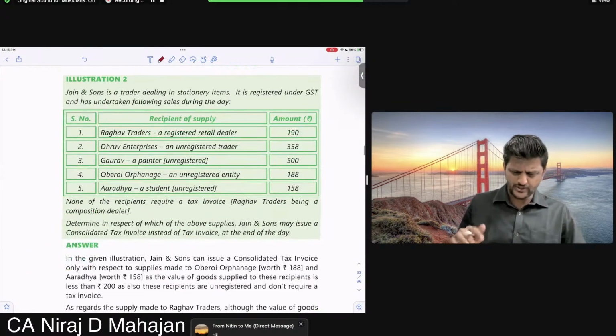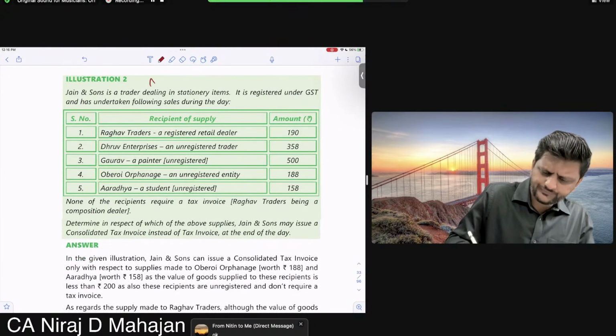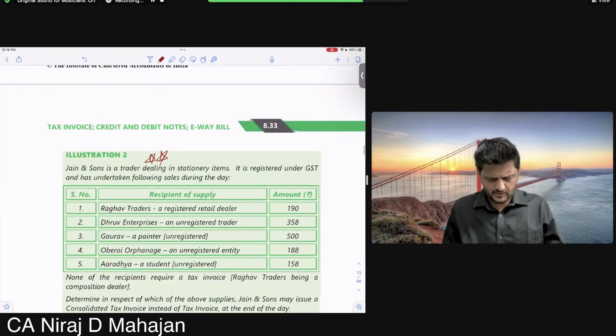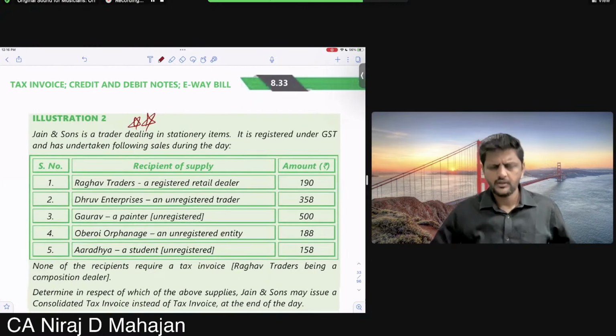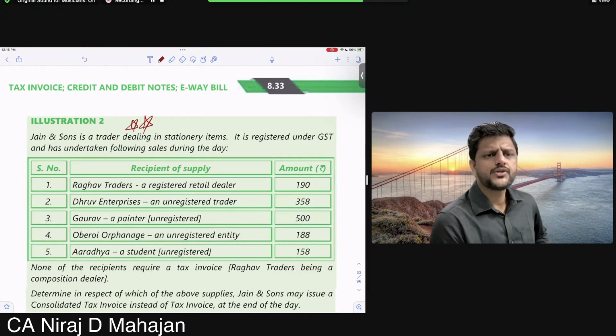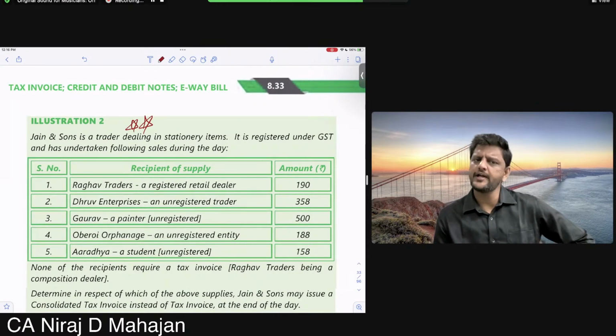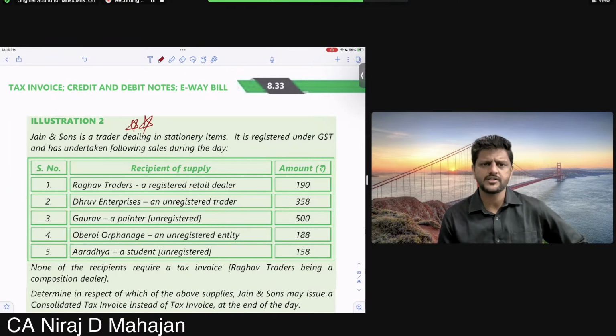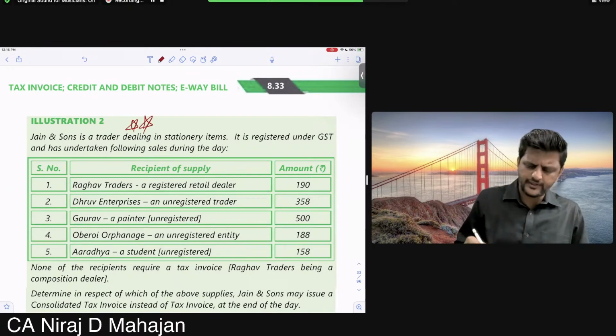Come to the example, illustration 2. Don't look at the answer. Don't. Okay? Just look at the question. Jain & Sons is a trader dealing in stationery items. He is registered under GST, undertaking the following sales during the day, for the day. Okay, all of you?